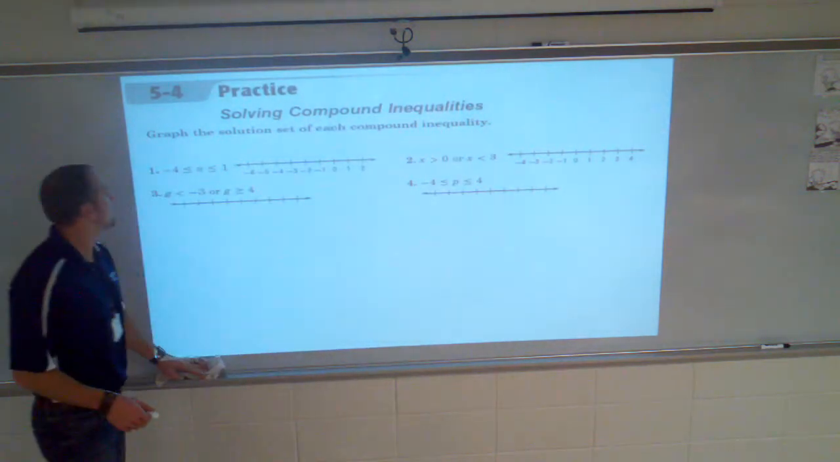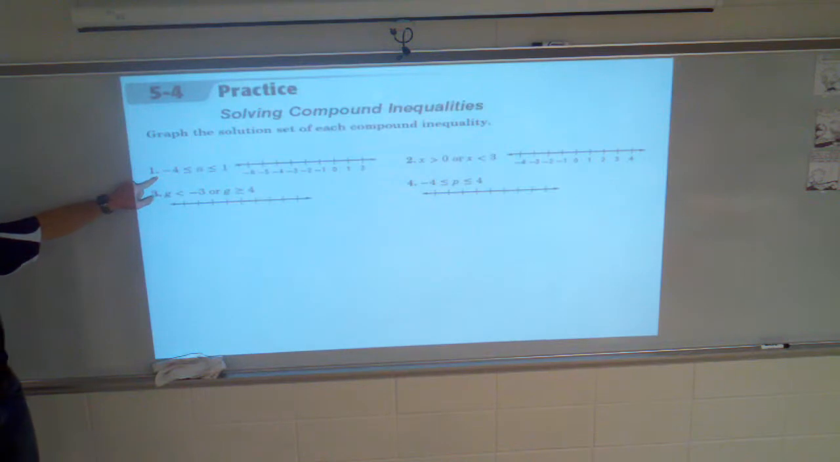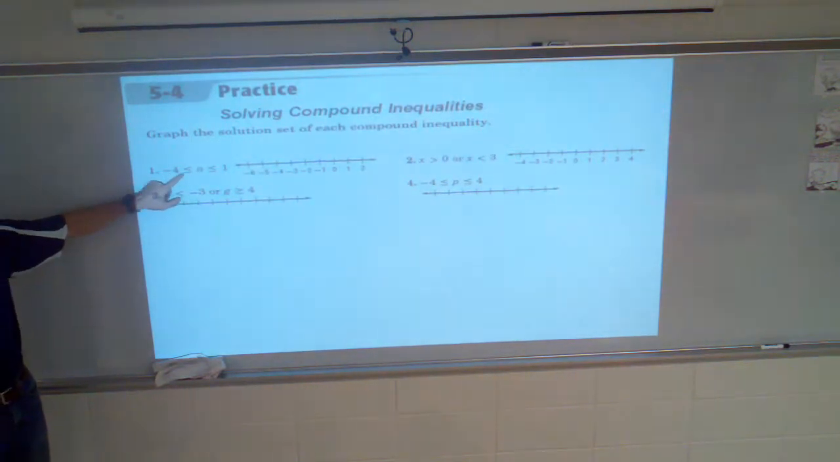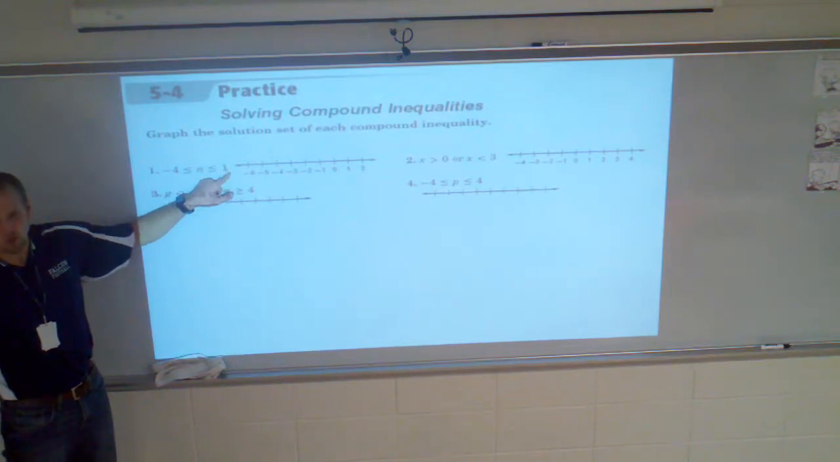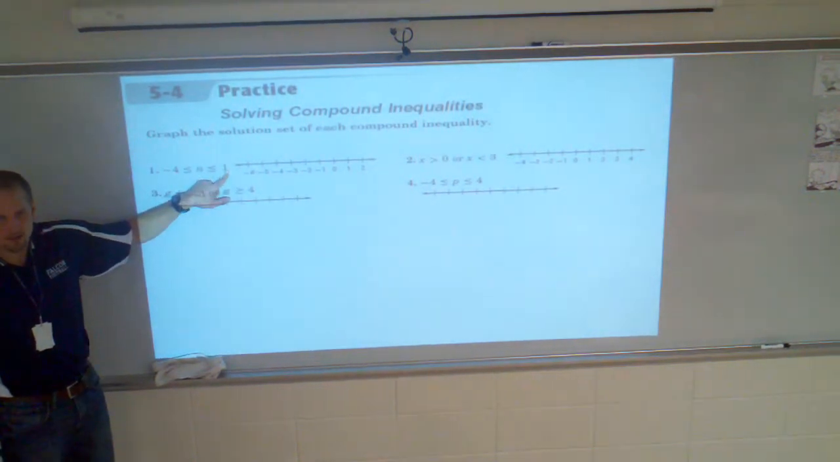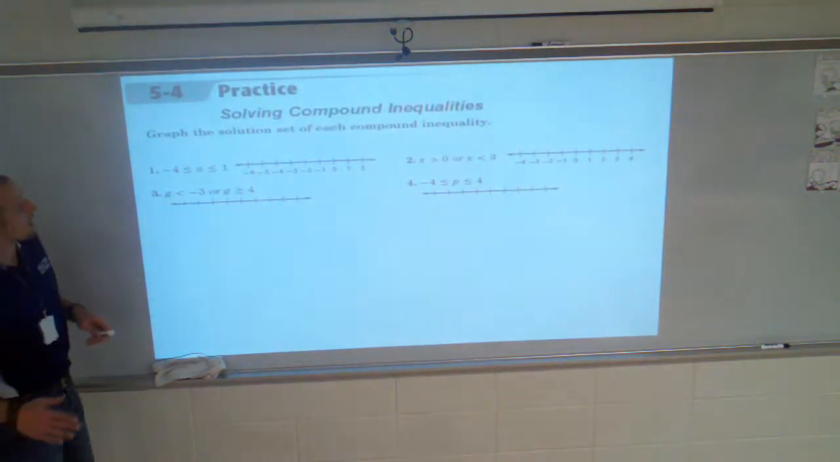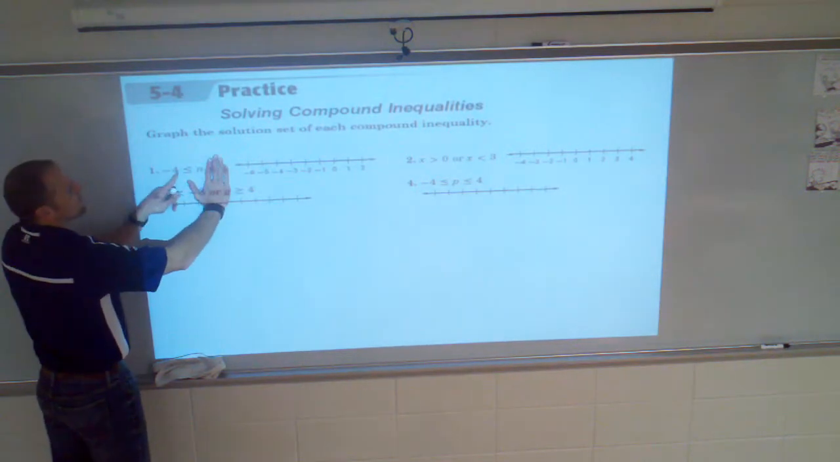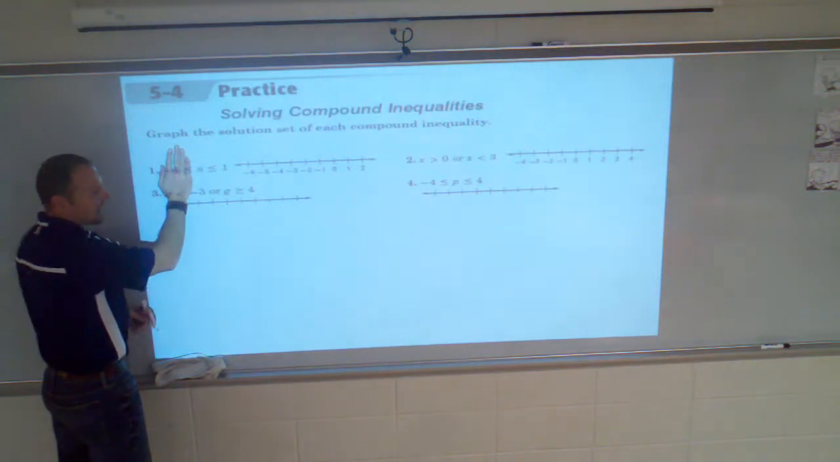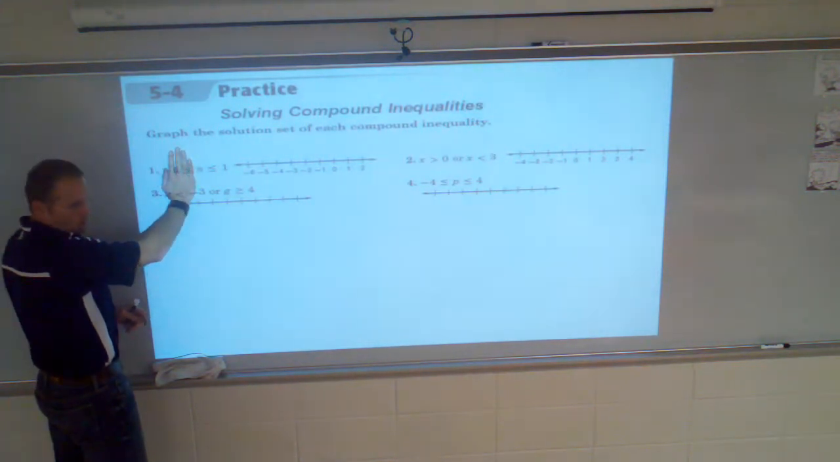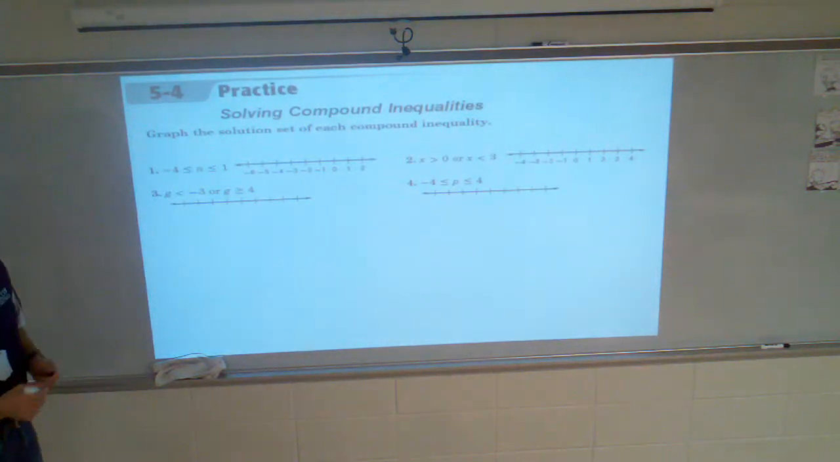All right? This is what I want to graph. Negative 4 is less than or equal to n is less than or equal to 1. Basically, what we're graphing is negative 4 is less than or equal to n, and n is less than or equal to 1. Watch how easy this one is. This is really, really easy.